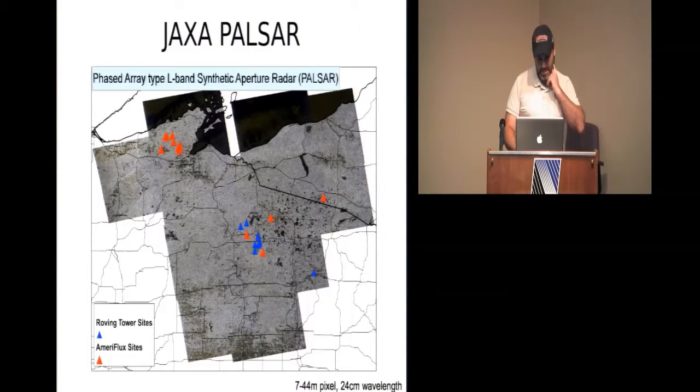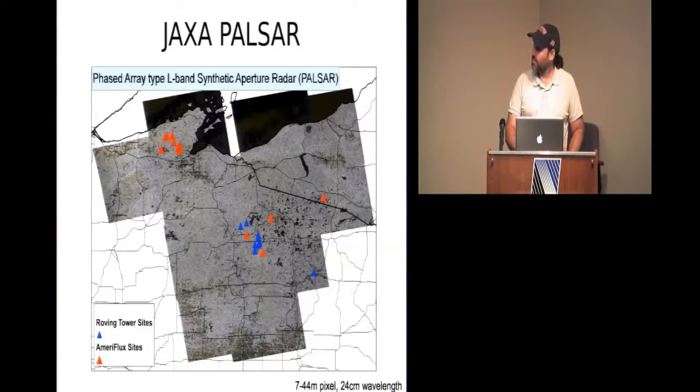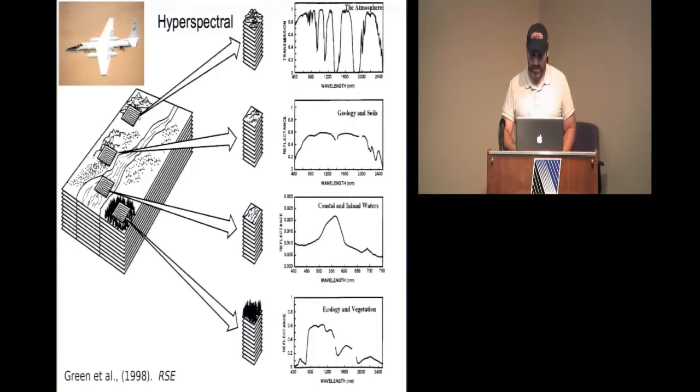We're working with a Japanese satellite data called PALSAR that's a phased array synthetic aperture radar. So it turns out that the radar, since it has a larger wavelength, is actually particularly good at estimating or sensing biomass on the landscape. So this is an example of a biomass map inferred from radar data, but that also requires cross-calibration with all this on-the-ground vegetation data. We're working with hyperspectral remote sensing.